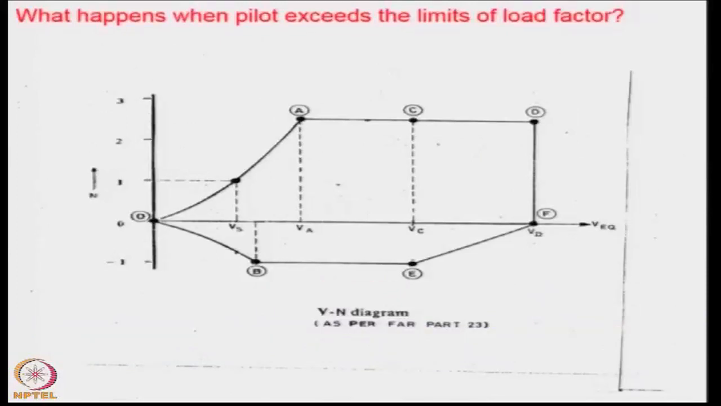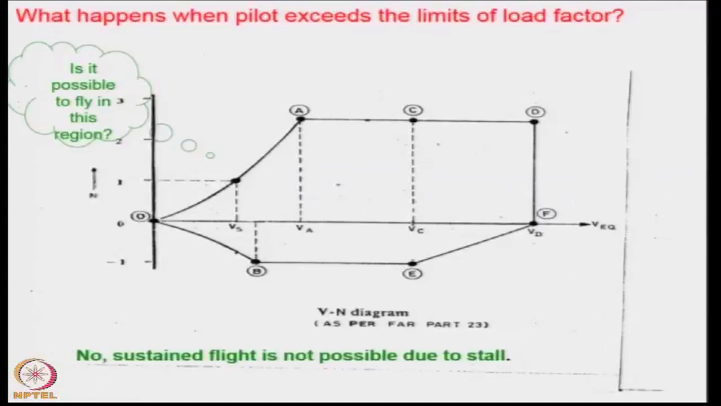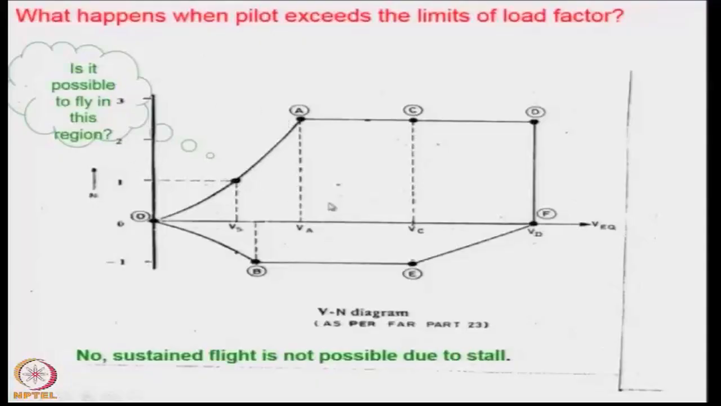Now, let us see what happens when the pilot knowingly or unknowingly exceeds the limits of the load factor. First question: is it possible for you to fly in this region on the left of the line OA? The answer is no, you cannot, because the moment you go into that region, you are going to be at a speed lower than V stall, so you will not be able to fly level. So, you will have to come back. Sustained flight is not possible in this area. So, the aircraft cannot be flown in the area on the left of curve OA and curve OB.